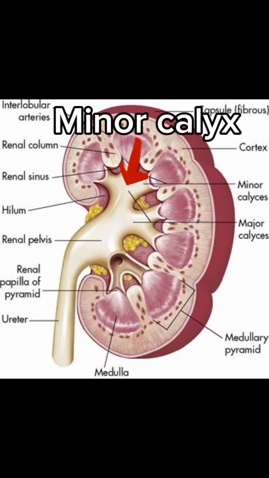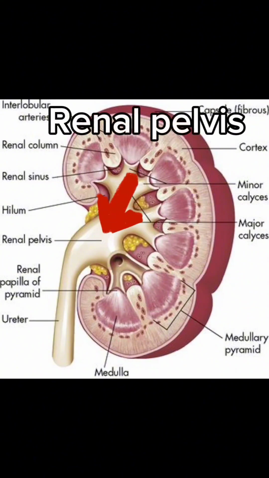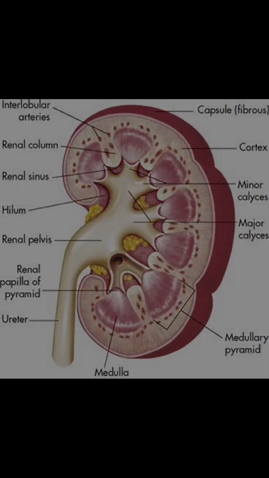Medullary pyramids empty their contents into the minor calyx. Minor calyx empties into major calyx. All major calyces empty into the renal pelvis. Then the contents pass to the ureters and then into the urinary bladder as urine.